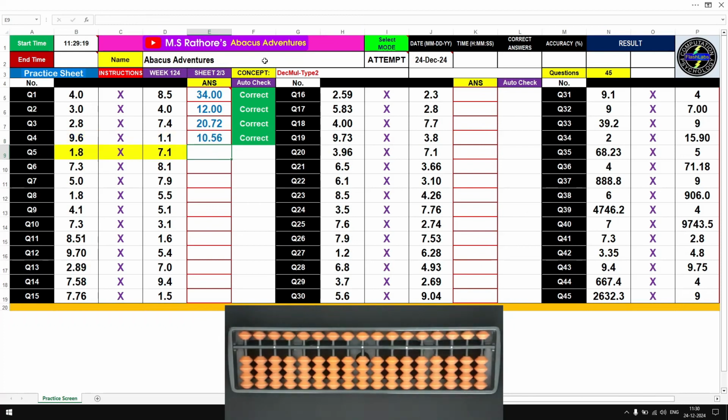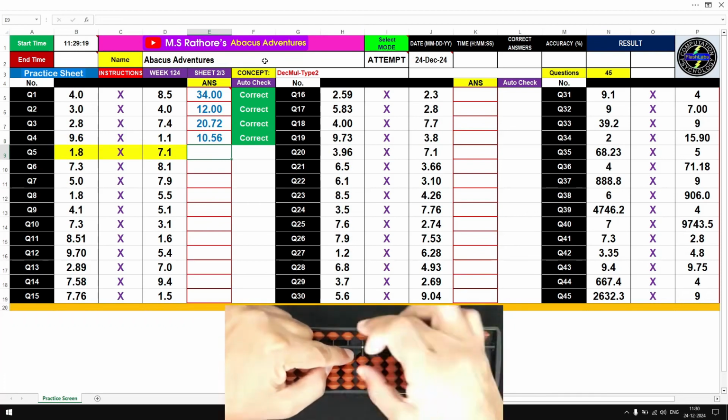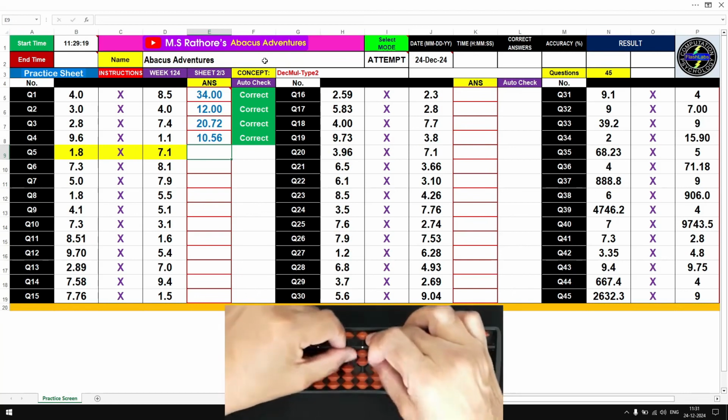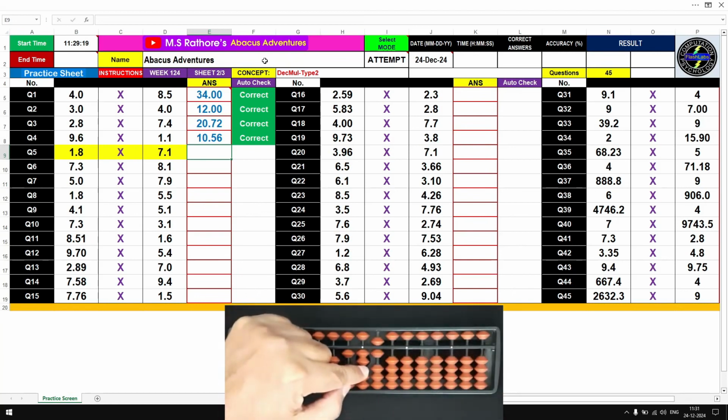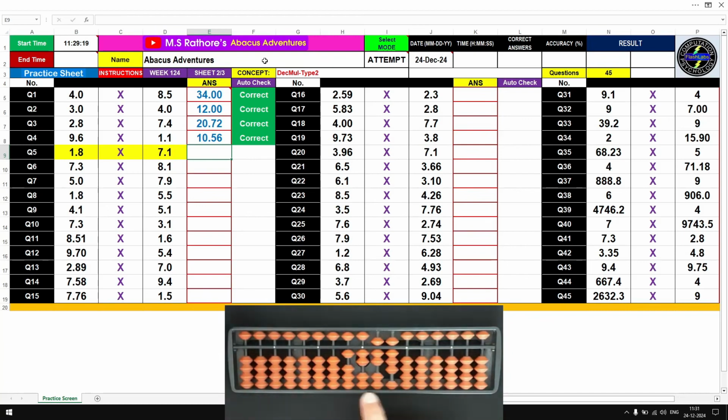Question number 5, 1.8 multiplied by 7.1. Let's begin from rod number 2. 7 1s are 0 7, shifted, 7 8s are 56. Round 2 begins. 1 1s are 0 1, shifted, 1 8s are 0 8, and the answer is 12.78.